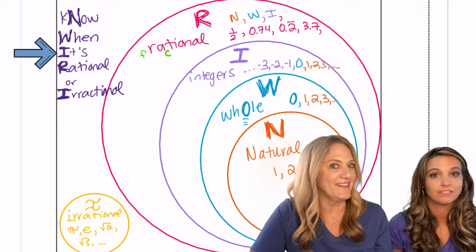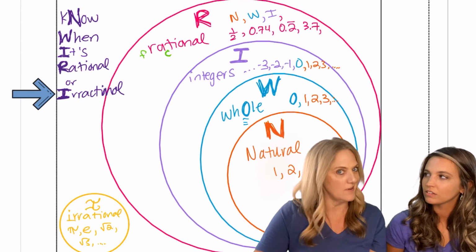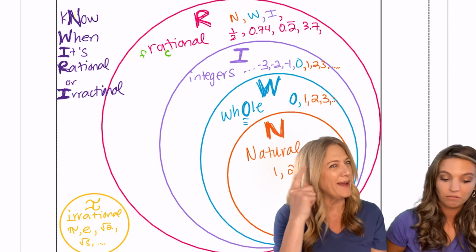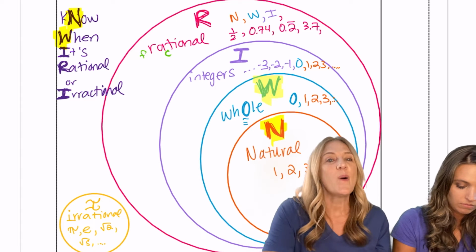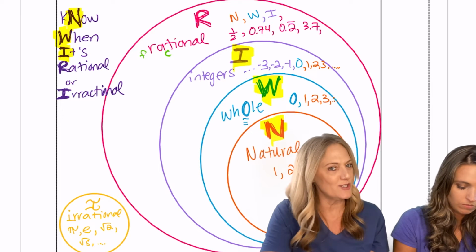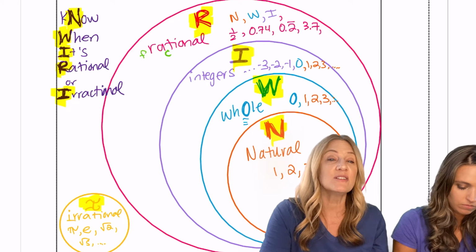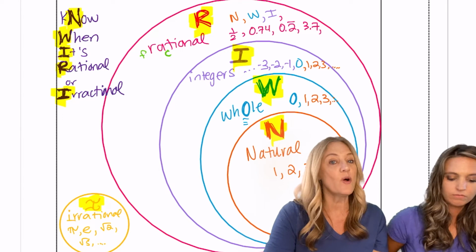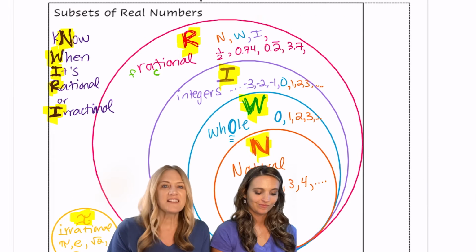Know when it's rational, fractional, or irrational, not fractional. What do you mean? Well, you know, like no, but N-O, no. Natural, whole, integers, rational, fractional, or irrational, not fractional. Know when it's rational or irrational. I like it. So those are the subsets of real numbers.